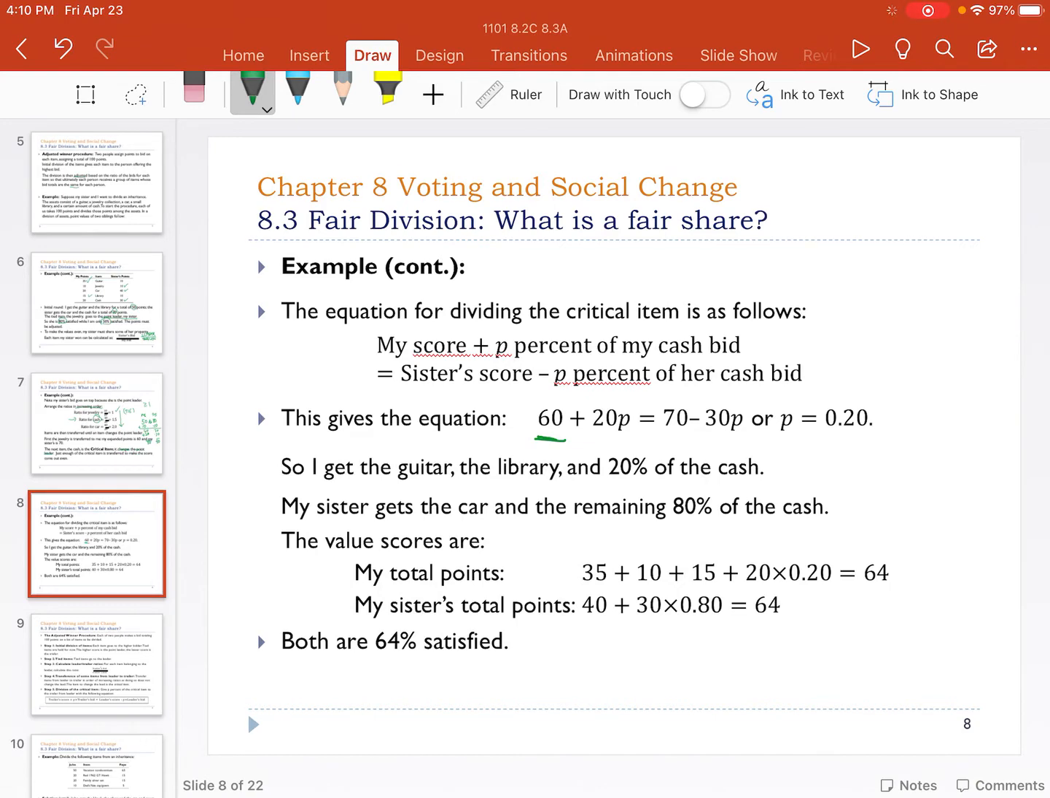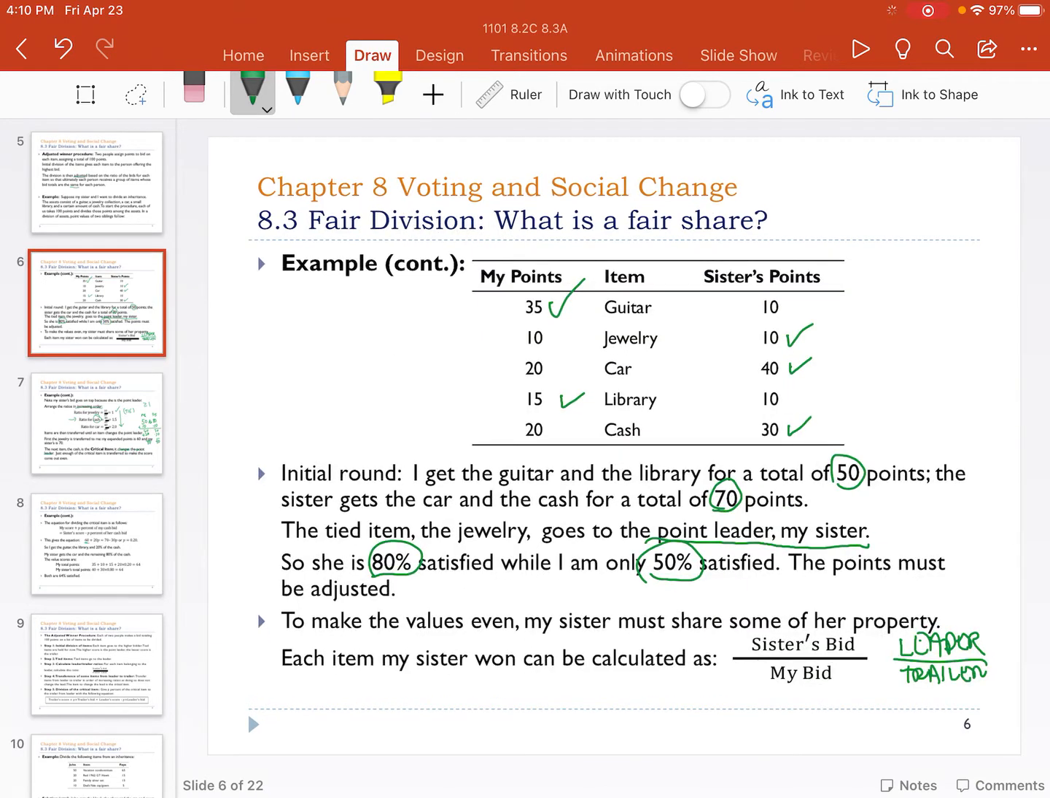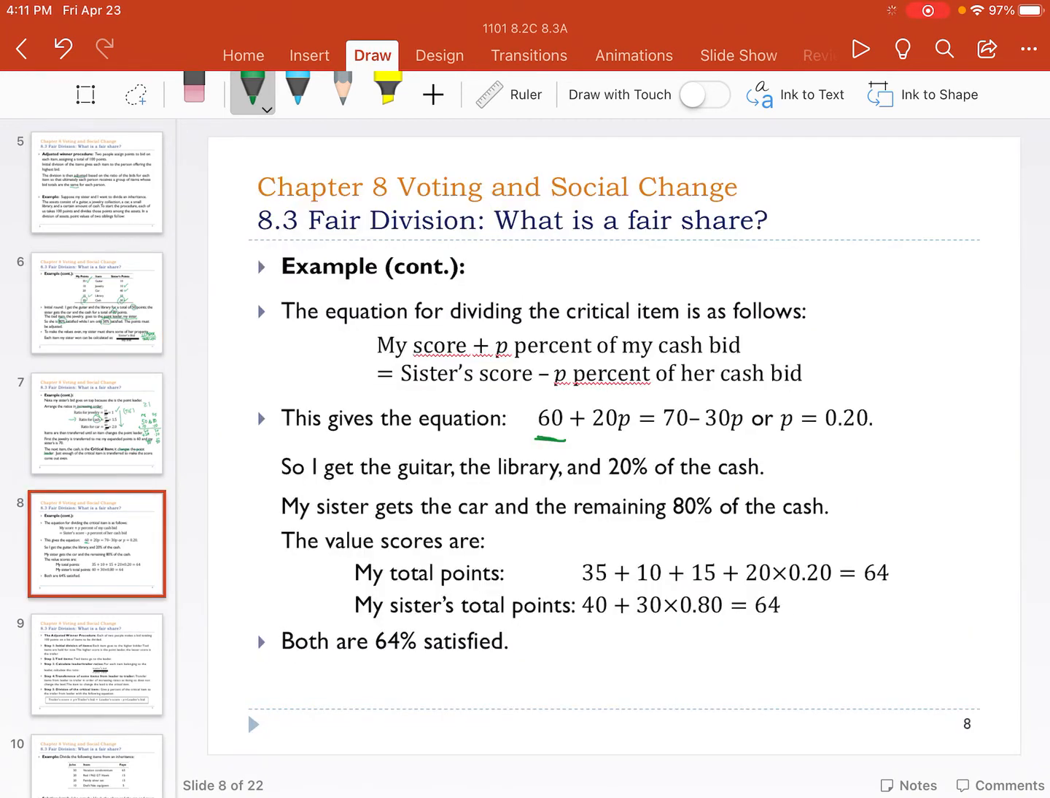We start with the loser, the trailer, I should say, and that's 60. That's me. And I put in 20 points for the P. Let's take another look. For cash, I gave 20 points. Sister gave 30 points. So we're working on a little bit of a different scale. So we'll add in 20 P for my additional situation. Now, sister's points has 70 points. There's no P attached. But if she loses part of it, she will lose 30 points per P. So she'll lose a little bit faster.